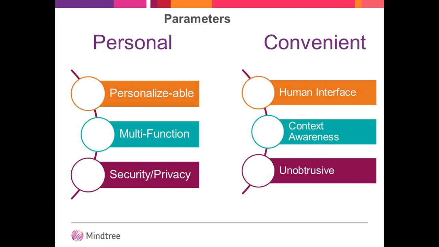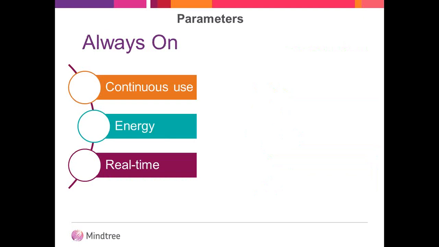And the third thing about convenience is being unobtrusive. You shouldn't even know that you are wearing a wearable. You shouldn't even know that it's on your body. It has to be very unobtrusive in terms of your being aware of it, or somebody you work with being aware of it, because it has to be almost in the background.